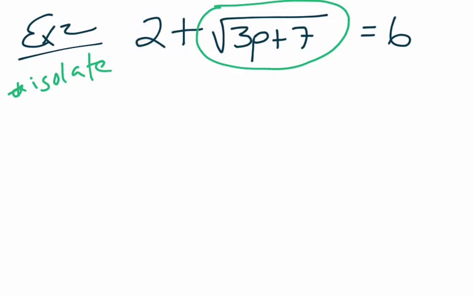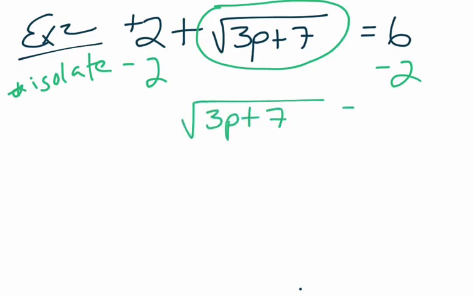Now, just be careful here. This is a positive 2. That sign on the 2 is what dictates what you're going to do, not the plus sign here. I want to be really clear about that. Even if that were a minus sign, you would still have to subtract the 2. It's the fact that it's a positive 2. So I'm going to subtract 2 from both sides, and that's going to give me the square root of 3p plus 7 is equal to 4.